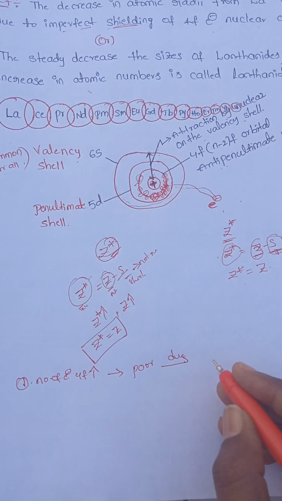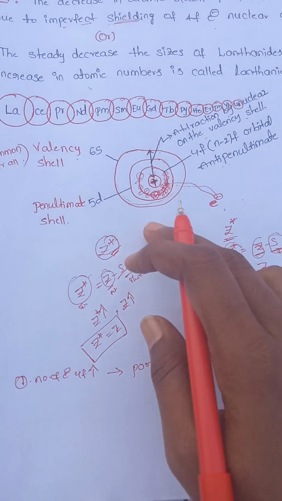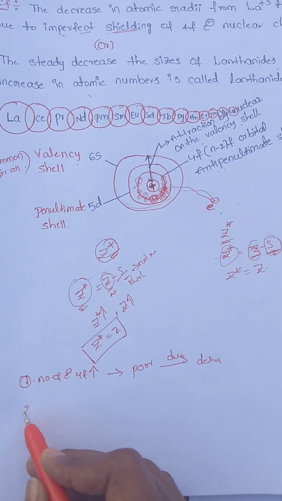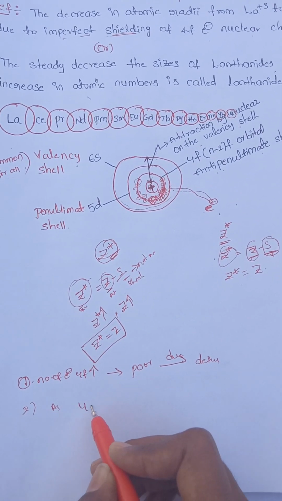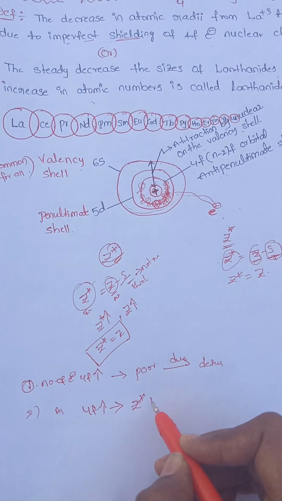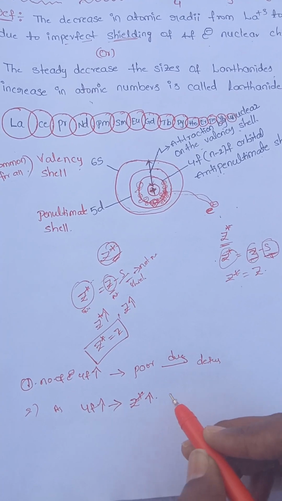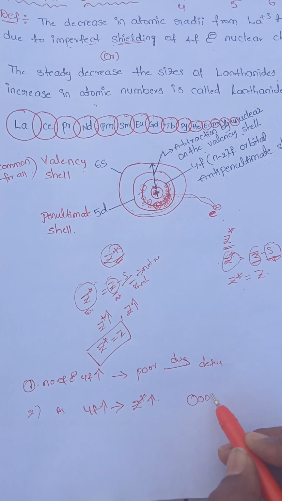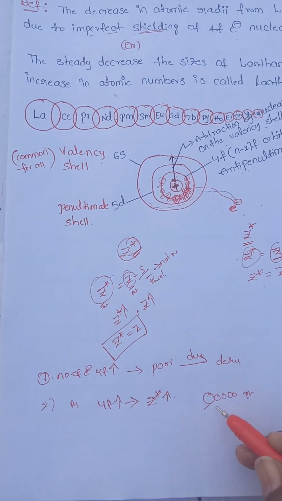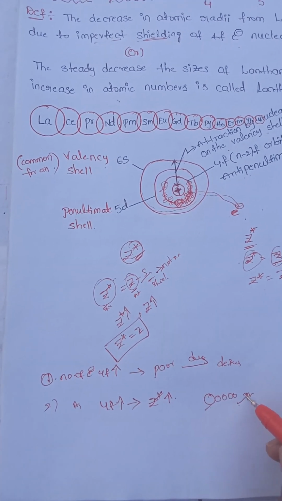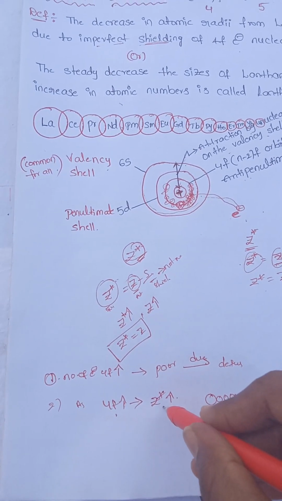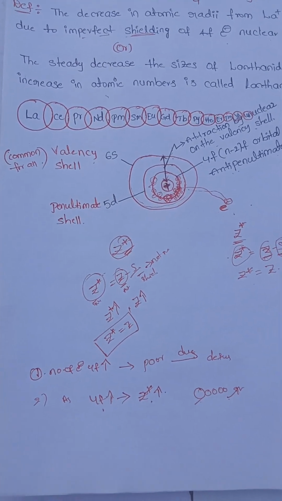Due to this poor shielding effect, the diffuse state of the 4f electrons can't protect from the outermost shell. So the second one is, as the number of 4f electrons increases gradually, the effective nuclear charge also increases. So as the number of electrons increases, the size gradually decreases. So as 4f electrons increase, Z star, that means effective nuclear charge, also increases.